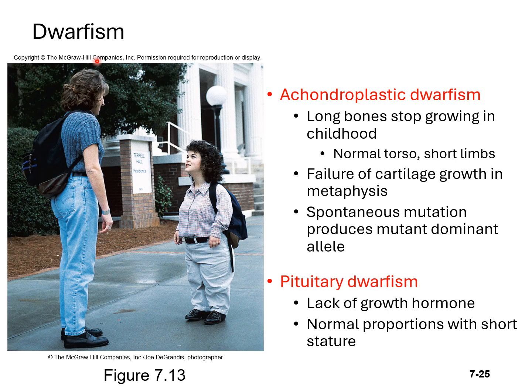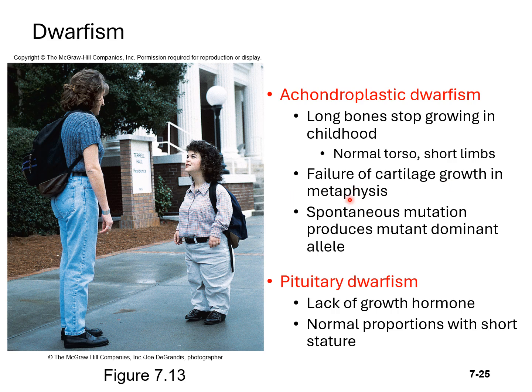We have two types of dwarfisms, achondroplastic dwarfism and pituitary. Pituitary is going to involve a growth hormone. In achondroplastic, the long bones stop growing in childhood. So the torso's normal, but the limbs are short. And this is going to be a failure of the cartilage to grow in the metaphysis.